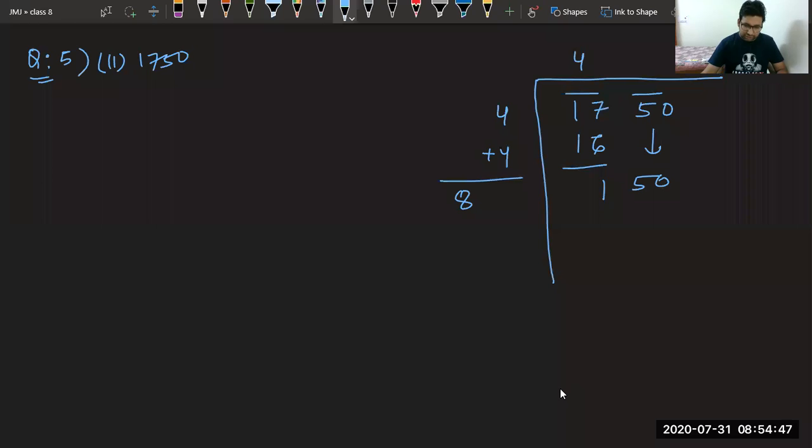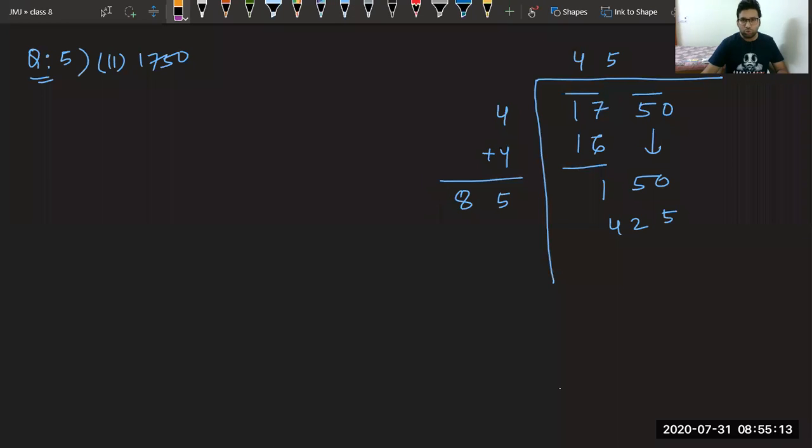Sarthak, if you take 5, see what will happen. 5 5s are 25, 5 8s are 40 plus 2 is 425, which is a larger number. Joel, 4 also will give you a wrong answer because 4 8s are 32, which is more than this. So we will go with 1 only, because if you take 2, let me show you what will happen.